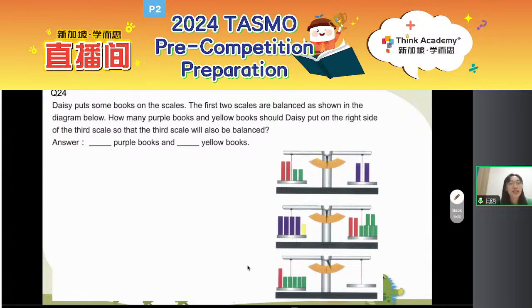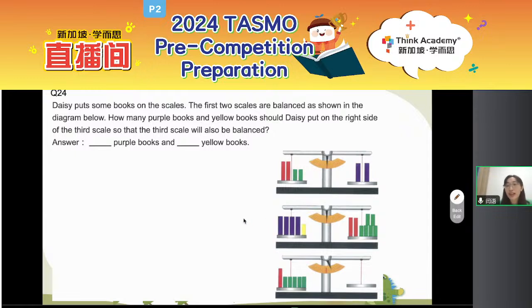They put some books on the scales. The first two scales are balanced as shown in the diagram below. How many purple books and yellow books should Daisy put on the right side of the third scale so that the third scale will also be balanced? For such a question, usually what should we do? You just turn that into an equation, okay? Then you can calculate in an easier way.